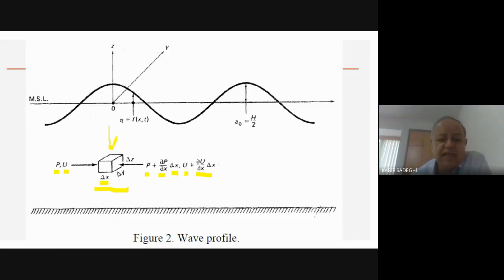Therefore, you see here the mean sea level, and this is the profile of the wave. The height of the wave profile at any moment from here to here, or the maximum, is defined as the amplitude. You see this is the amplitude, which in the Airy theory we consider as h over 2, but in the Stokes and other theories it is not h over 2.